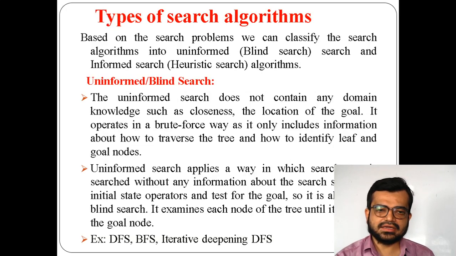As I said already, uninformed search is a blind search where it doesn't have any information on how to reach the goal state and what the cost will be. Without having information of the cost, it will try to search for the goal state. That's why it is called blind search. Depth first search and breadth first search are some examples of uninformed search.